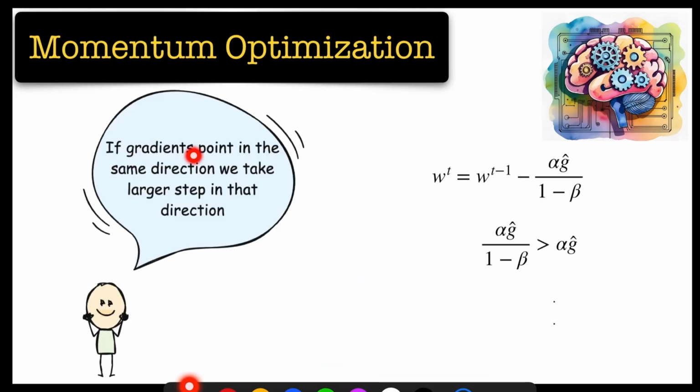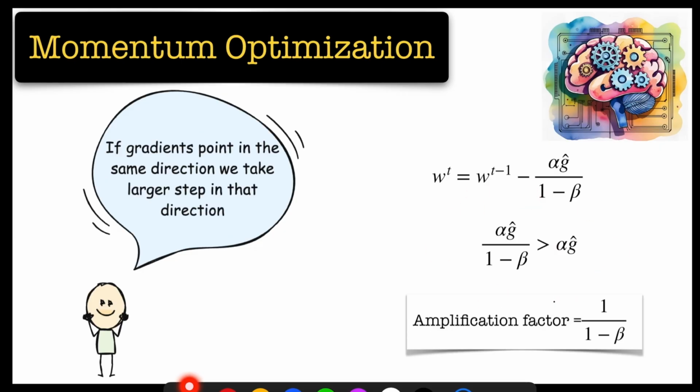So if gradients point in the same direction, we take a larger step in that direction, right? So alpha g hat divided by 1 minus beta is always greater than alpha g hat. And this 1 divided by 1 minus beta is the amplification factor we are getting.